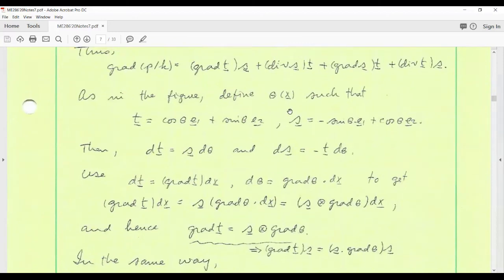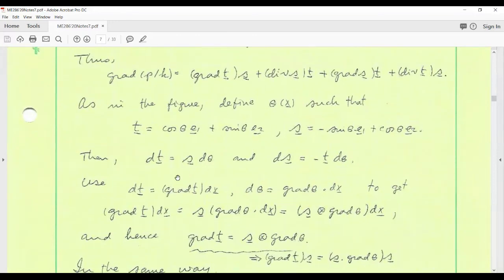Okay, so I need stuff like gradient t and divergence of t. So let's see, gradient t is the tensor which operates on dx to produce dt. That's just the chain rule. So, to figure out gradient t, we need dt. dt, if you look at this formula, is minus sine theta d theta along e1 plus cosine theta d theta along e2. In other words, it's this vector times d theta. And likewise, ds, which we'll need later, is minus t d theta. So there's a sign here, not a plus here and a minus here.